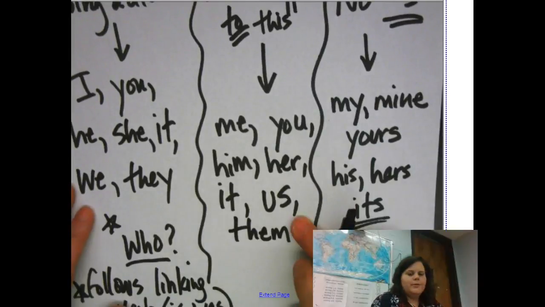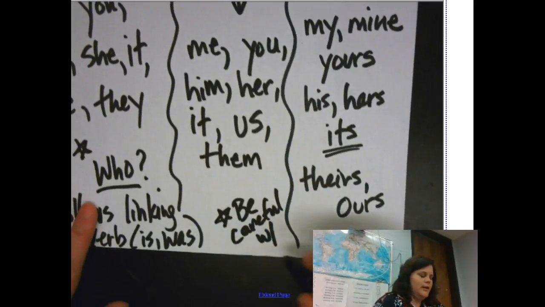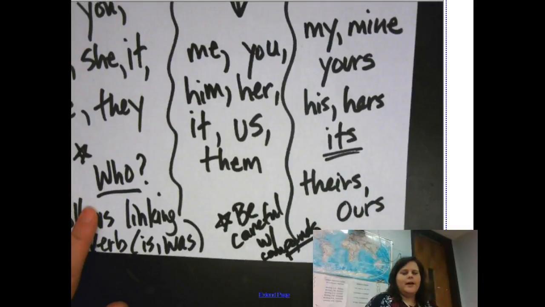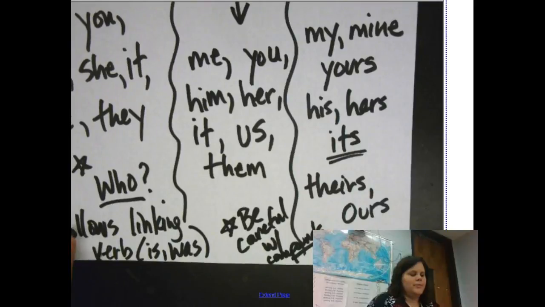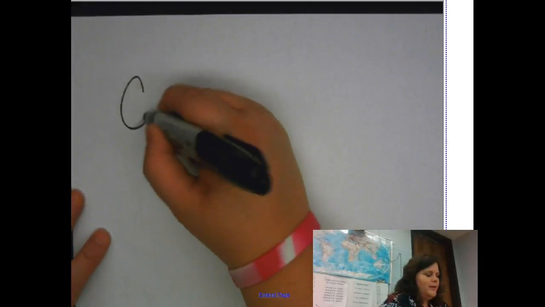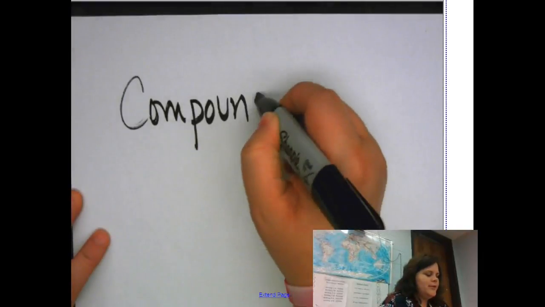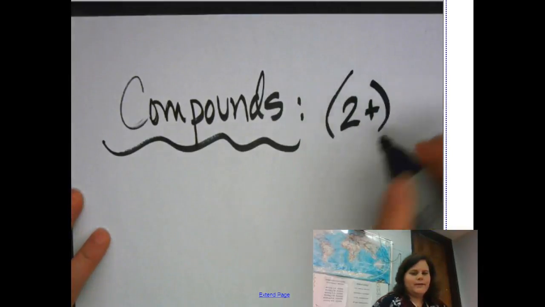Most of you don't misuse object pronouns unless it's a compound, so I'm just going to say be careful with compounds. Write that down. Compounds means it's two things. So I'm going to give you a little example. Please write it on your paper. Okay, so examples about compounds. These are usually the ones you're messing up. A compound means two or more things.